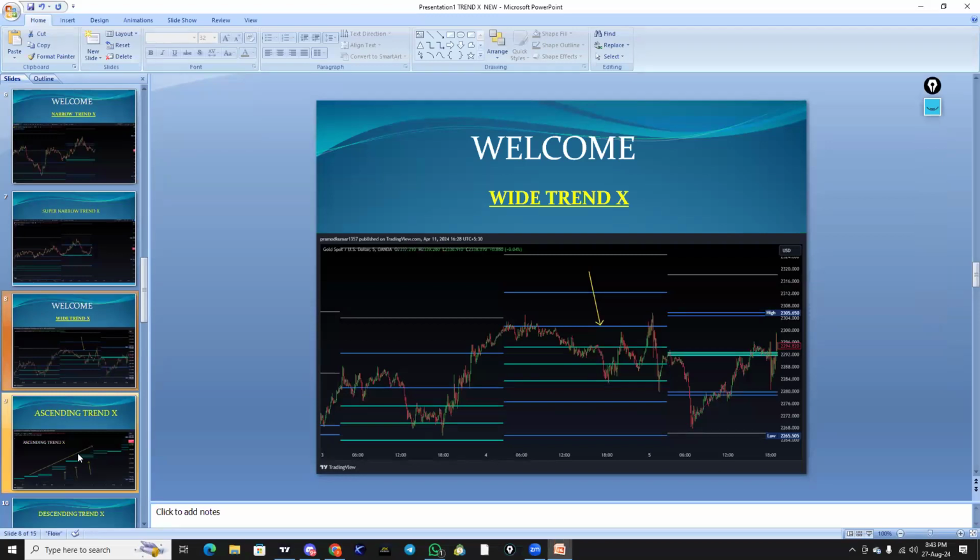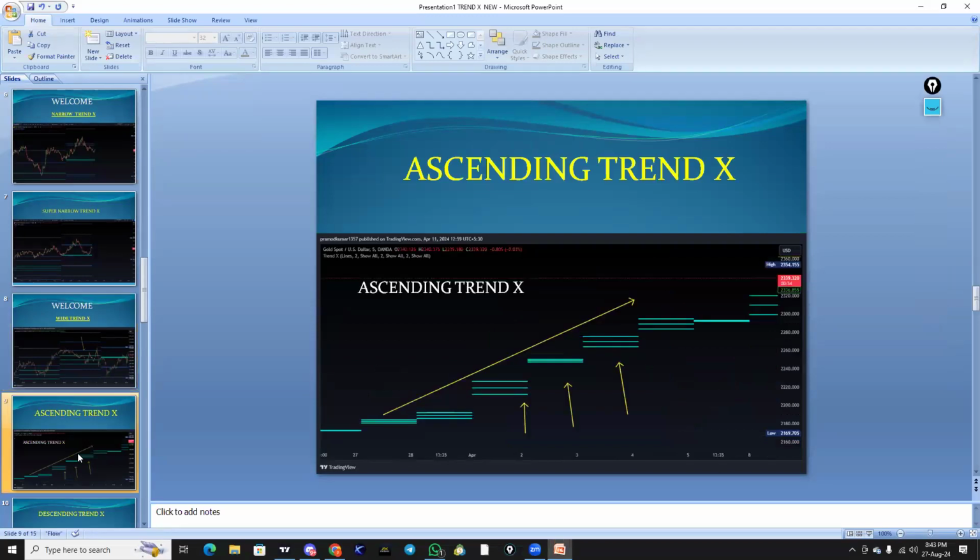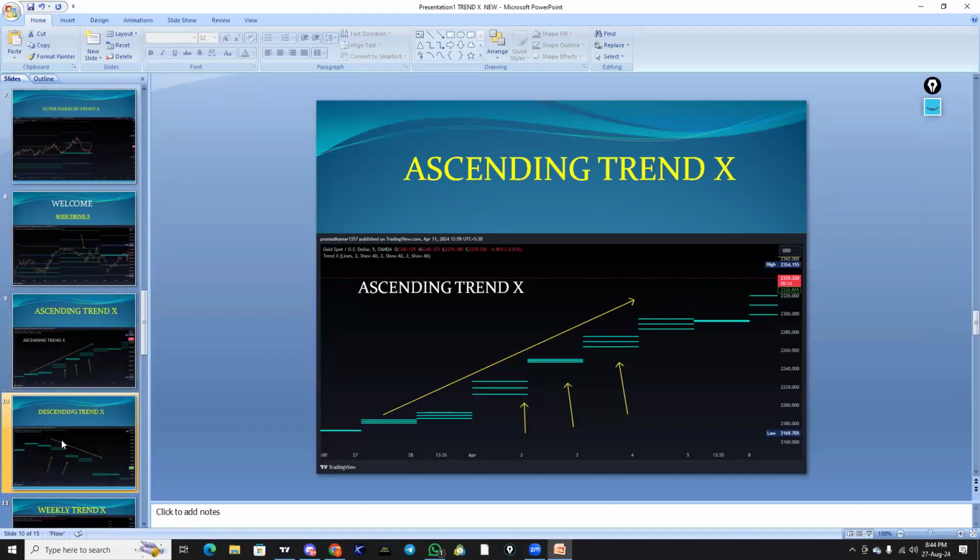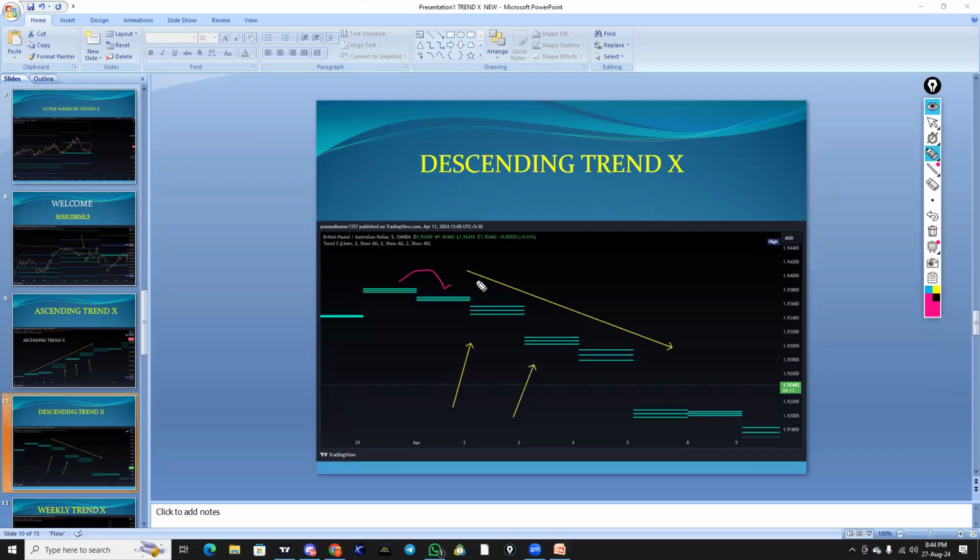Now when it comes to the daily trend X, every day we can see an ascending trend X. It means the market is making higher highs every day, so we are looking only for long positions. This is how it looks. The same chart I'll show you with candles. This is very clear, this is an uptrend. Now, when we see a descending trend X, it will be a downtrend, so every day we are going to take short positions.